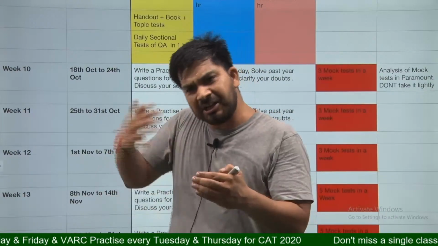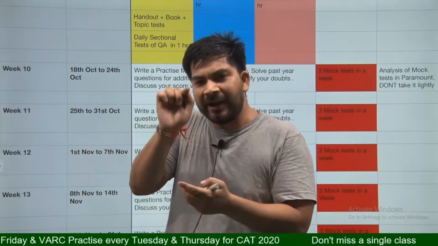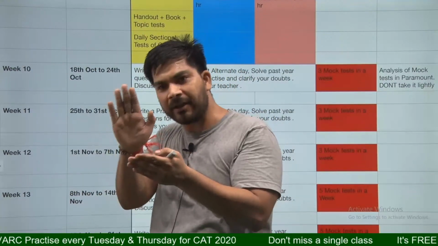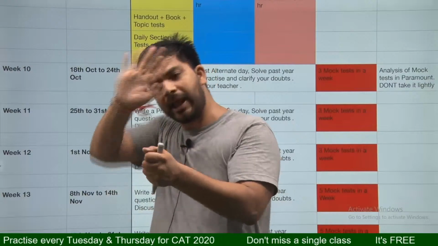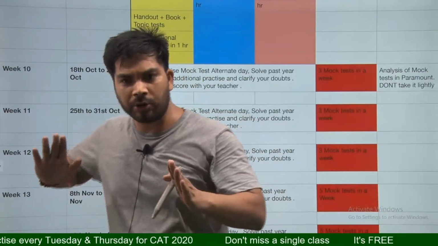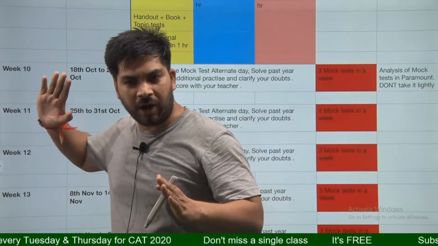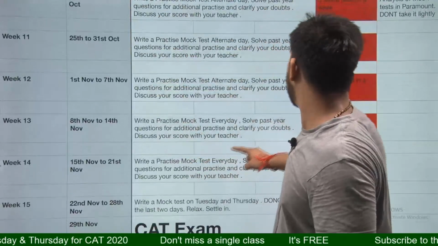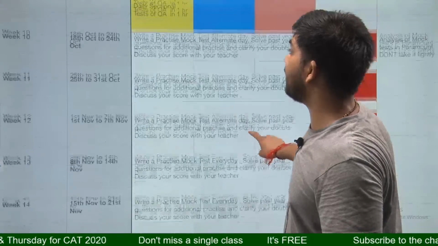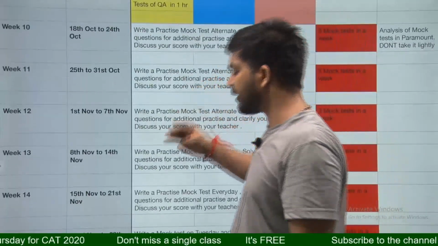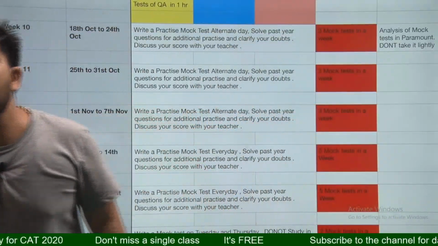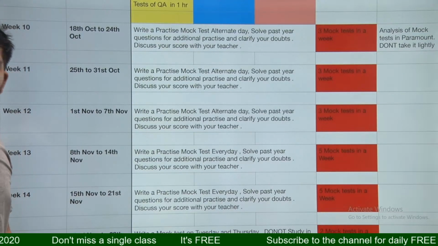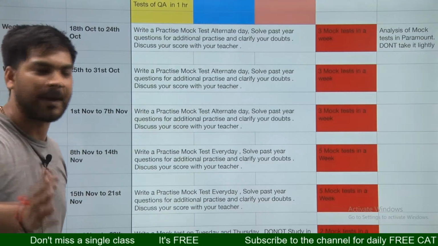So every second day, you need to find a hole and pack it. Again write a test, find a hole and pack it. Again write a test, find a hole and pack it. And that is how you are going to practice for the next 1 month. So weeks 10, 11 and 12, these 3 weeks you should be writing a mock test every alternate day. Find your weakness and pack it. Again write a mock test, find your weakness and pack it.